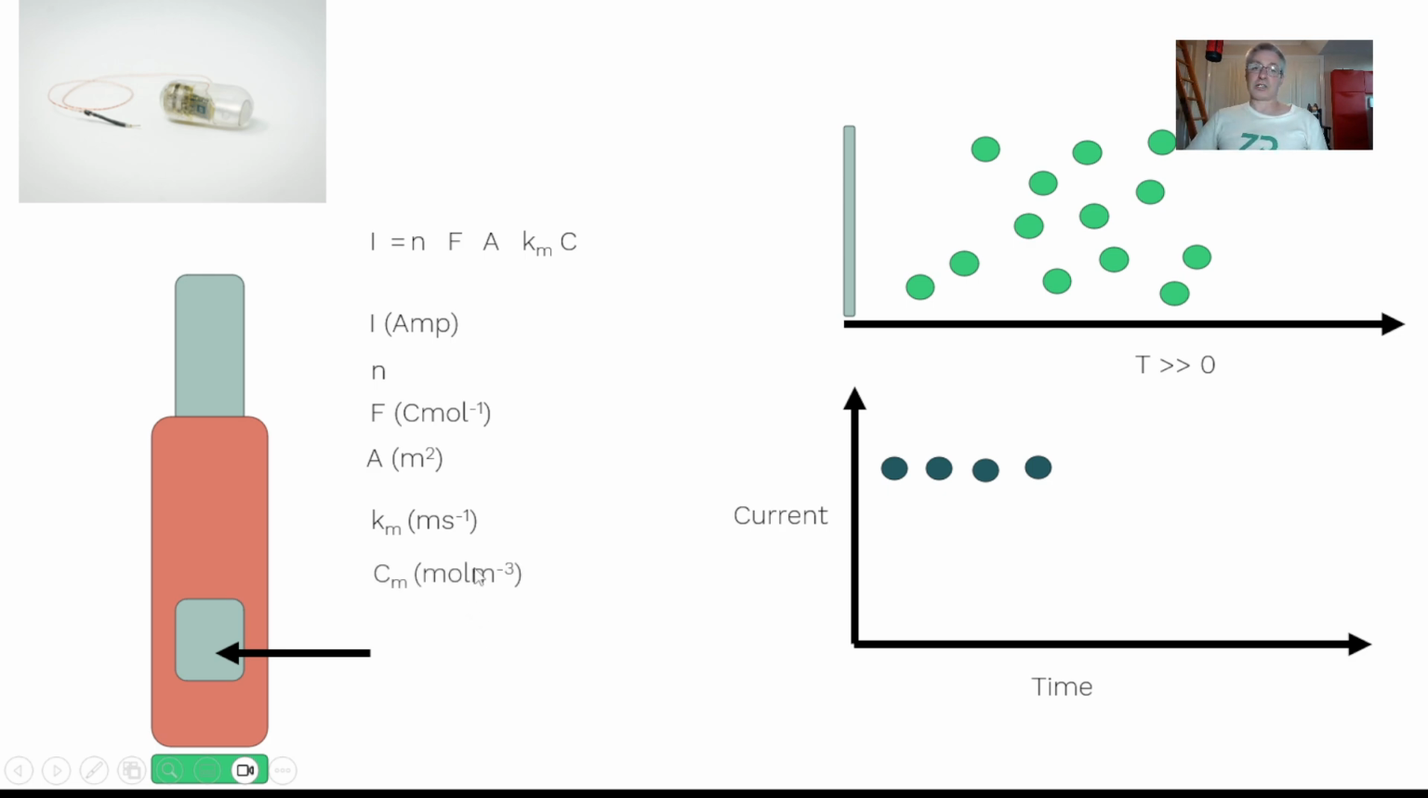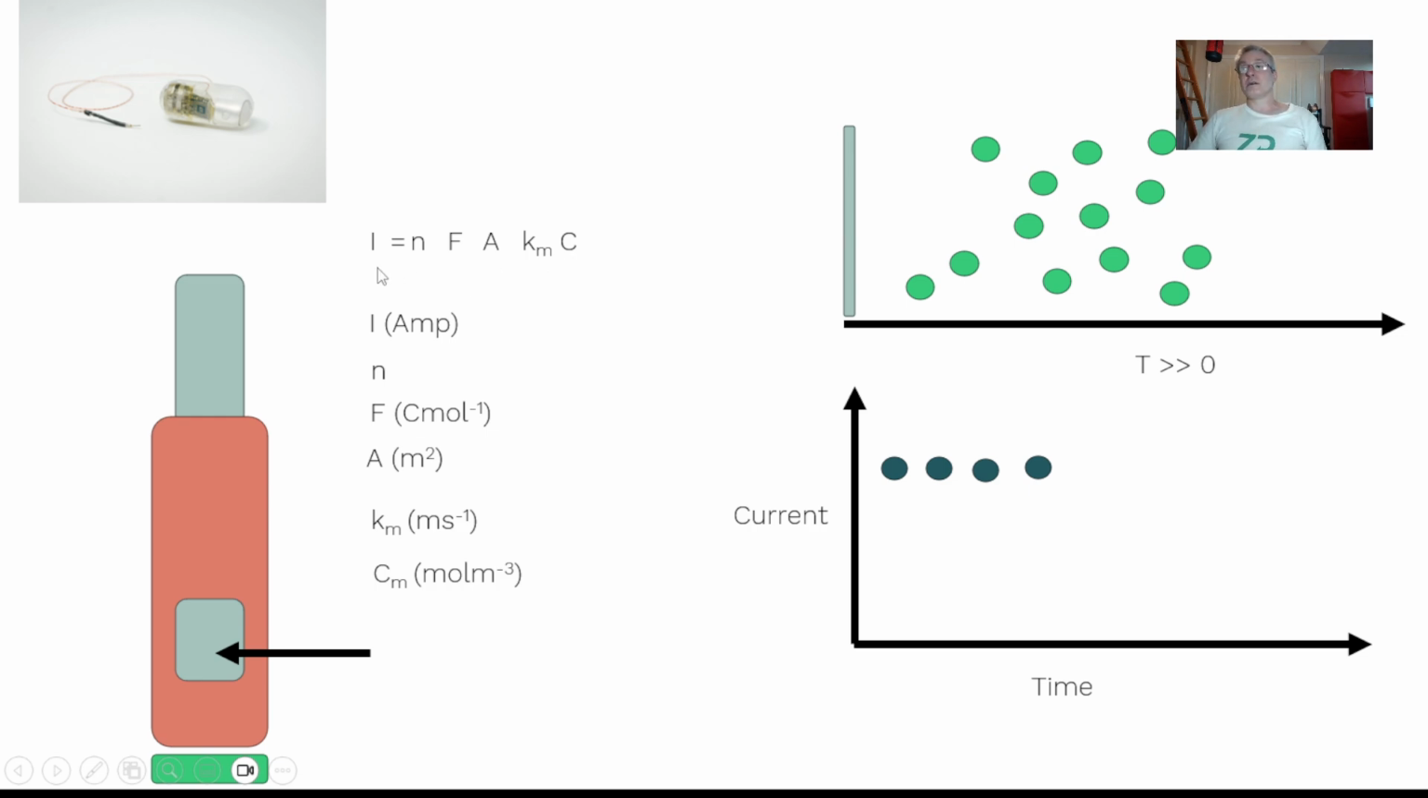But if you actually take all those units and put them into this equation, you're going to find that everything cancels except for coulombs and per second, and coulombs per second is amps. So that's not how I know the equation is correct, but the equation is sort of intrinsic. The equation is current is equal to number of electrons times Faraday's constant times area times mass transport times concentration.